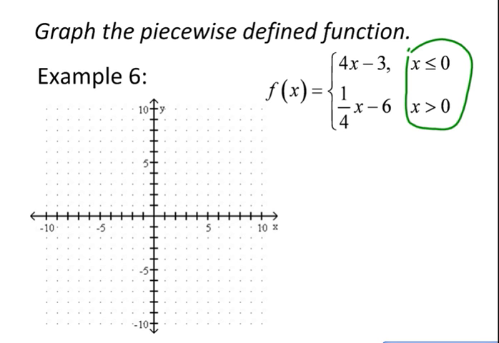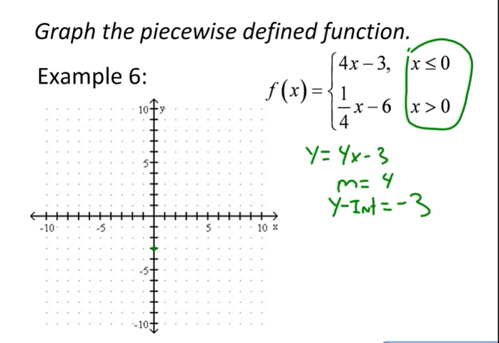So we have 4x minus 3. y is equal to 4x minus 3. We know that the slope is 4, and we know the y-intercept is equal to -3. So let's take a look. Here's -3. Remember that the boundary that we have to go with is 0. So -3 is down here, and the slope is 4.